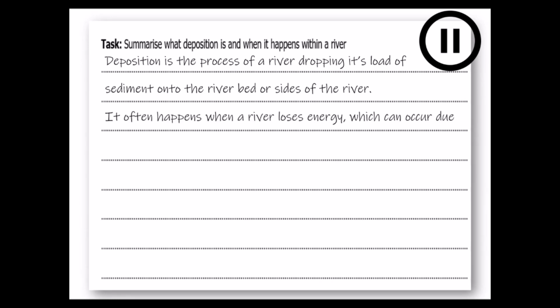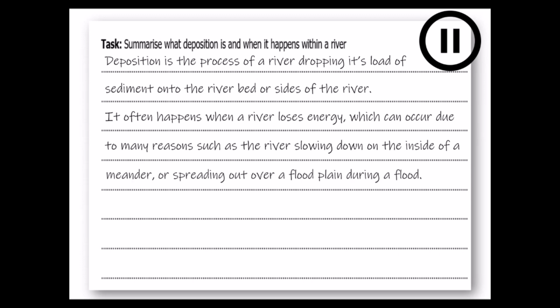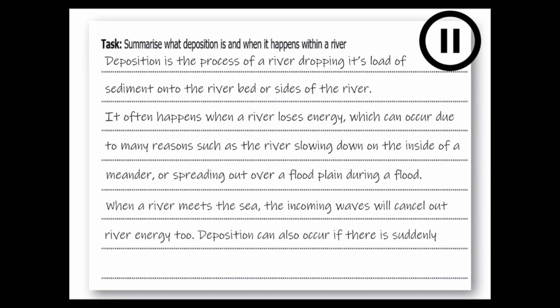So the first thing I've done here is I've mentioned energy. So it often happens when a river loses energy, which can occur due to many reasons, such as the river slowing down on the inside of a meander or spreading out over a floodplain during a flood. When a river meets the sea, the incoming waves will cancel out river energy too. Deposition can also occur if there is suddenly more sediment, so for example, a river cliff collapse or less water due to something like a drought.